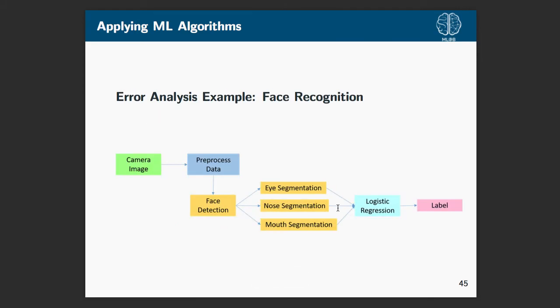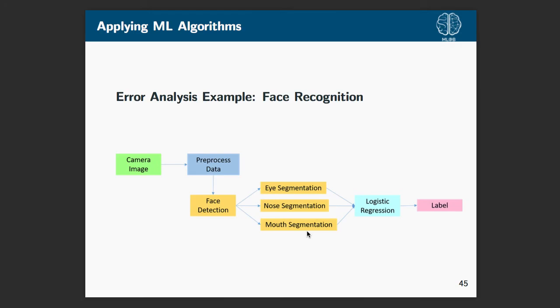So we'll do an example. Let's say you want to do face recognition. You have a camera image as your input. You pre-process all the data, and then you go into the face detection model. First you segment from the pre-processed data. You'll segment out the eyes, nose, and mouth. And then you have 3 features from that, let's say. And you do logistic regression on those to get a label of what face it is. This is a very oversimplified way to explain this, but it's just for an example.